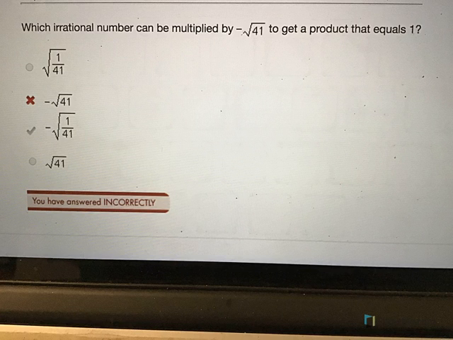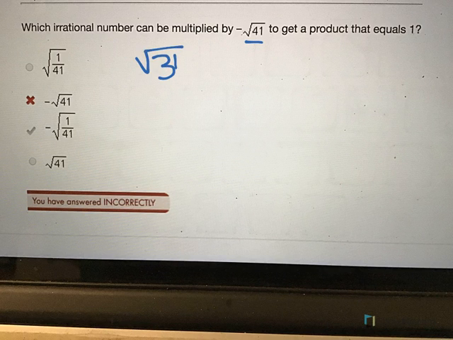Which irrational number can be multiplied by negative square root of 41 to get a product that equals 1? All right, so as you can see, this is not a perfect square. Square root of 36 is 6. Square root of 49 is 7. But let's go over something really fast.